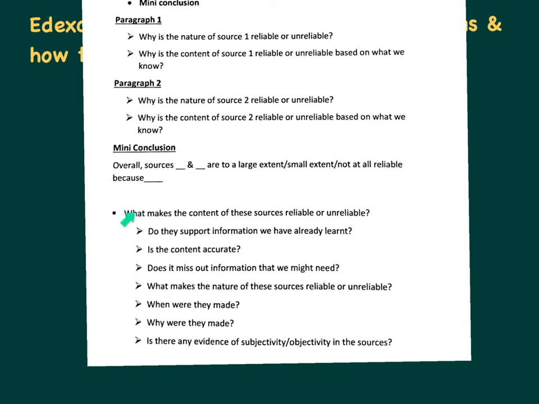Things to consider. What makes the content of a source reliable or unreliable? Do they support information we've already learnt about the topic? Is the content accurate? Does it miss out information that we might need? What makes the nature of the source reliable or unreliable? When were they made? What's going on at the time? Why were they made? Is it trying to persuade you of something? Is there any evidence of subjectivity or objectivity in the sources?